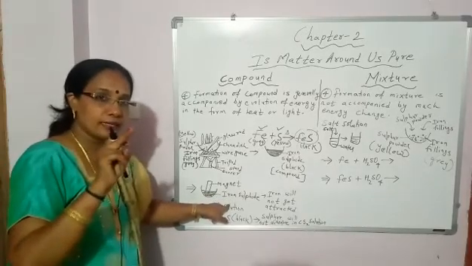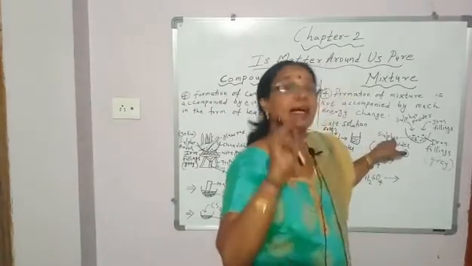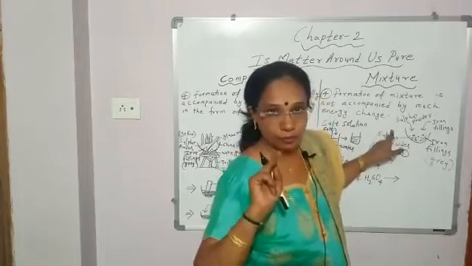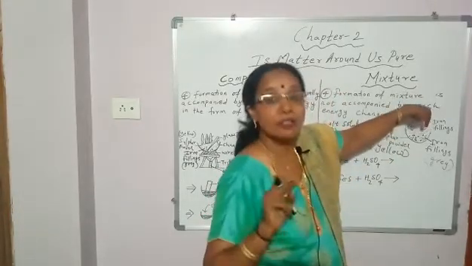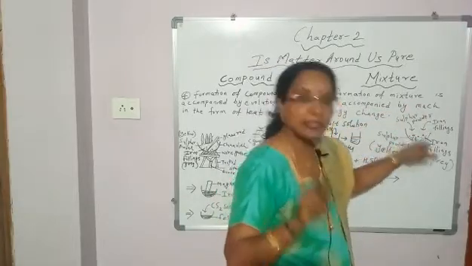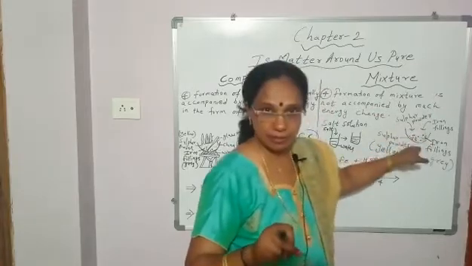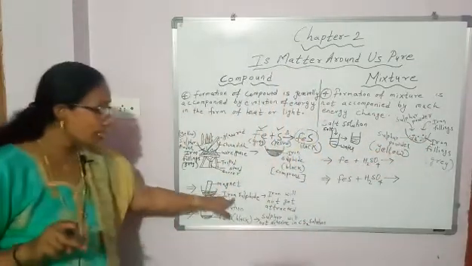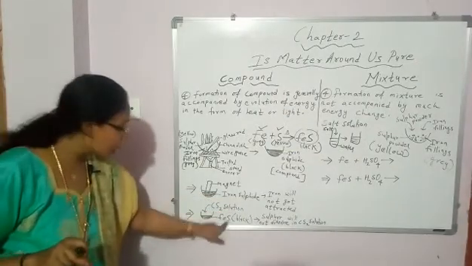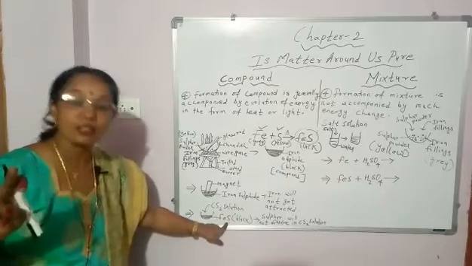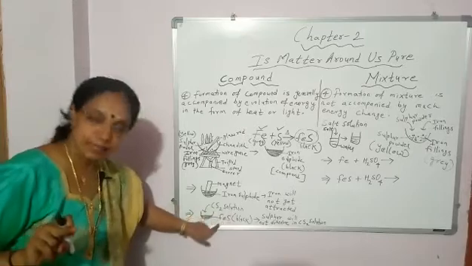Second example I discussed: this sulfur powder, what is the property? It dissolves in carbon disulfide solution. So to this mixture, if you add carbon disulfide solution, sulfur will get dissolved. So mixture shows the properties of its constituents. But compound, iron sulfide, if you add carbon disulfide solution, sulfur will not get dissolved. So compound does not show the properties of its constituent.